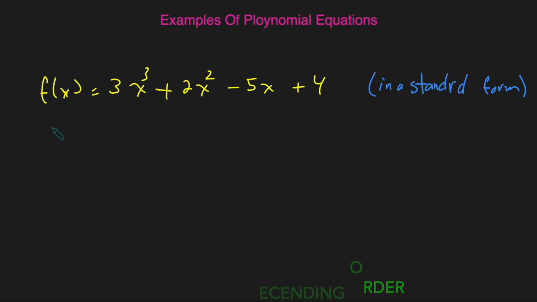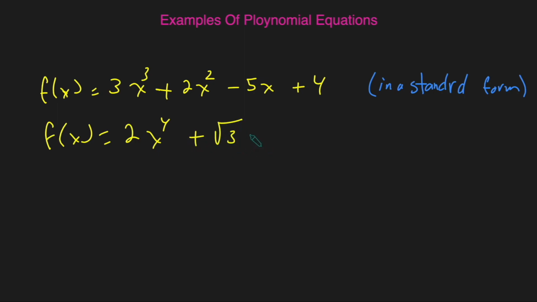Another example would be f of x equal to 2x to the 4 plus square root 3 x squared plus 5. You don't have to have all the terms, but you could have some of these.